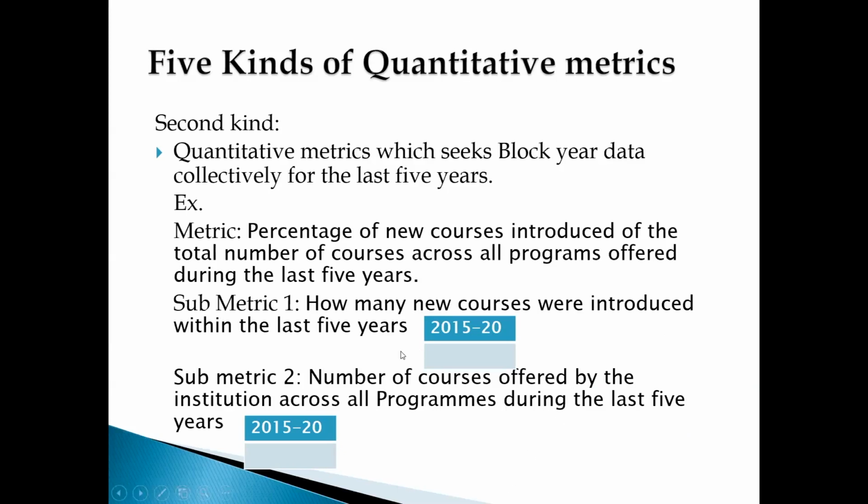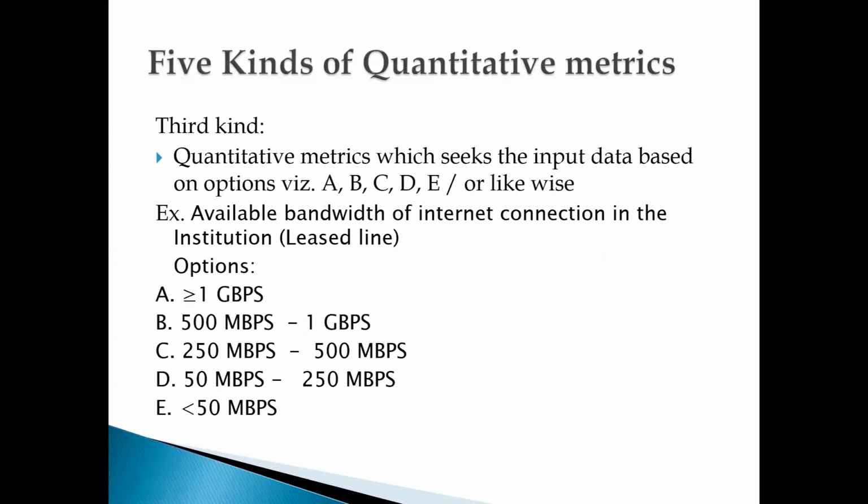And if you see over cumulative from 15 to 20, you have to give a value. Third is where we ask the institution to choose an option which is appropriate to them on the basis of supporting documents. For example, we are asking the bandwidth of the internet connection. So you cannot choose anything that you feel. If you choose, suppose, 500 Mbps to 1 Gbps, you have to upload the supporting documents.